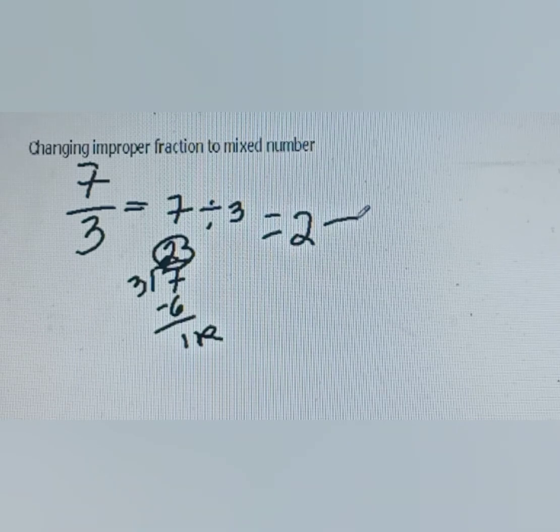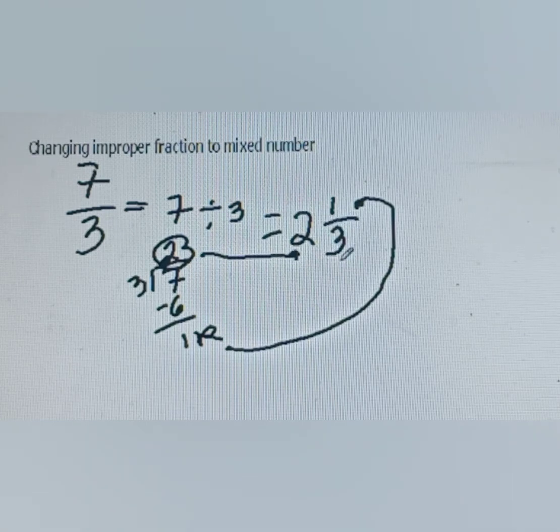Again, the quotient is the whole number. Now, the remainder is our numerator. So let's write the remainder 1 here. And the denominator, just copy. The denominator is 3. So just copy that 3.